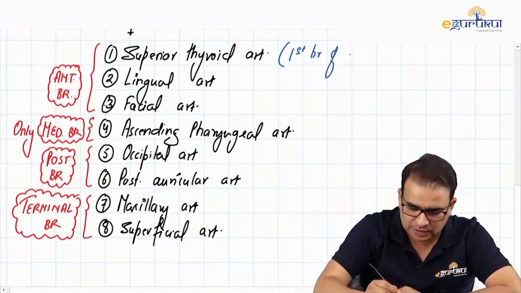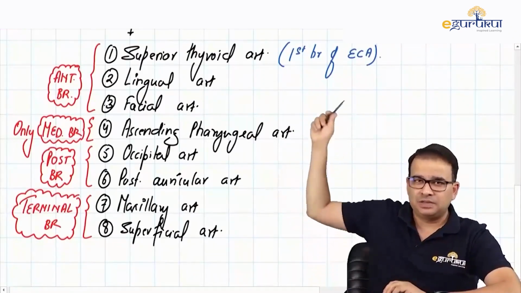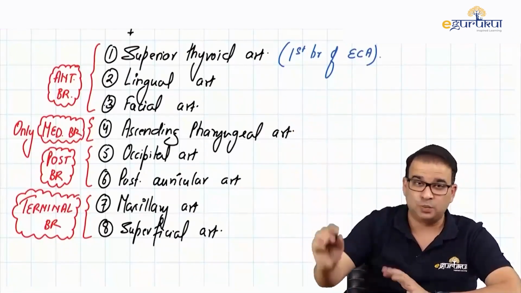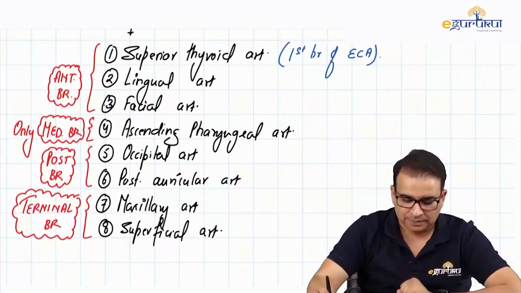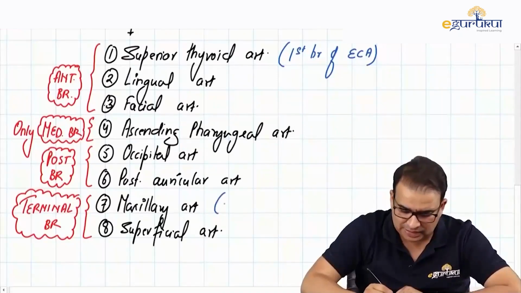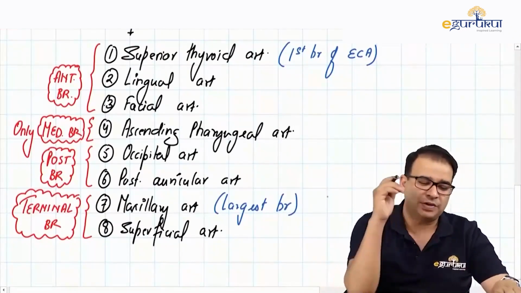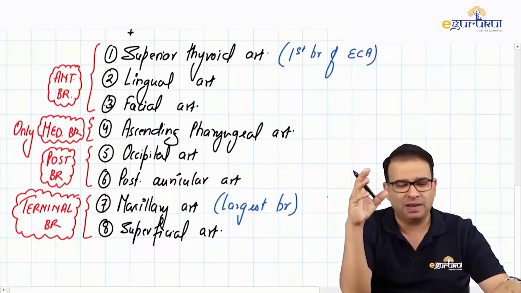It is the first branch of the external carotid artery. Few say the ascending pharyngeal artery is the first branch, but no, that is just a variation. The first branch of the external carotid is the superior thyroid artery. Okay, what else? The maxillary artery is the largest branch of the external carotid artery, and there should not be any confusion about it.